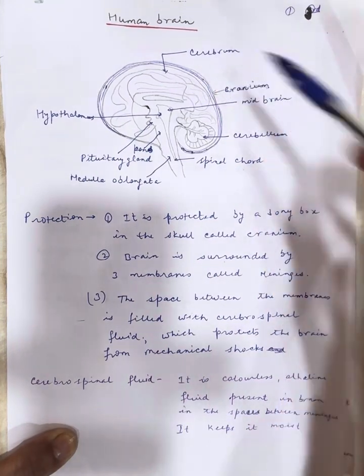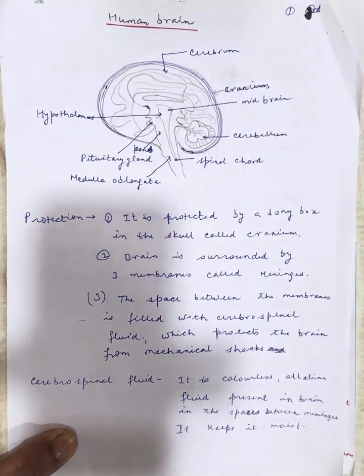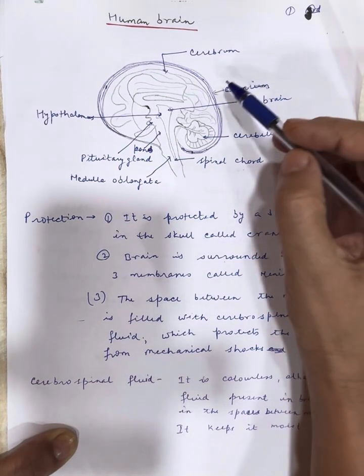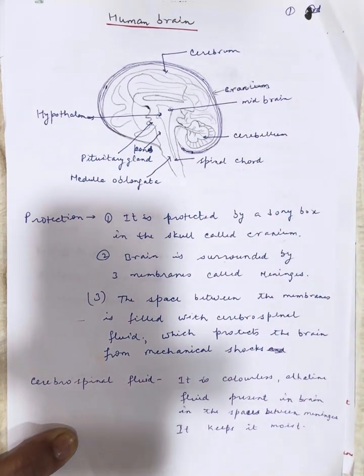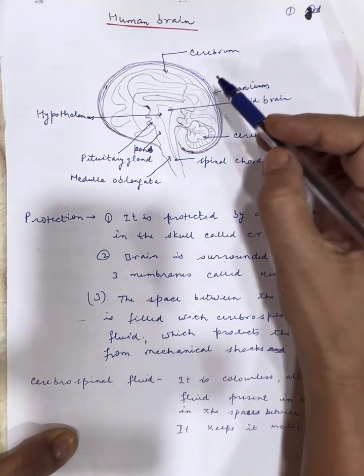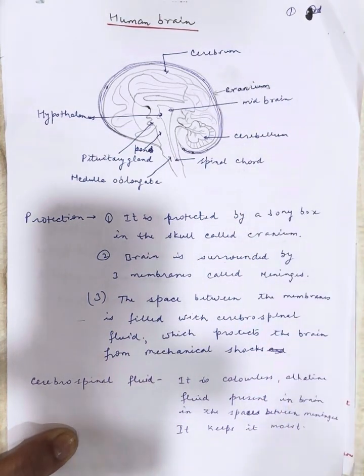You see cranium here. Okay. And the brain is surrounded by three membranes, and here you see inside the cranium there are three membranes, and these membranes are called meninges, and they help to protect it. And the space between these meninges, you see the space here, is filled by the cerebrospinal fluid, which protects the brain from any mechanical shocks, and it keeps the brain moist as well.